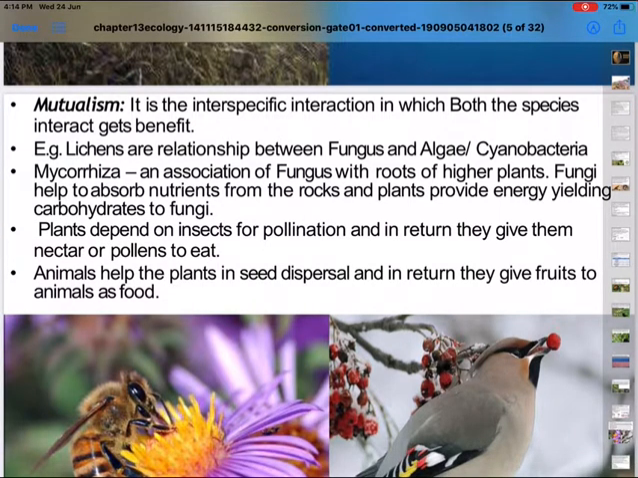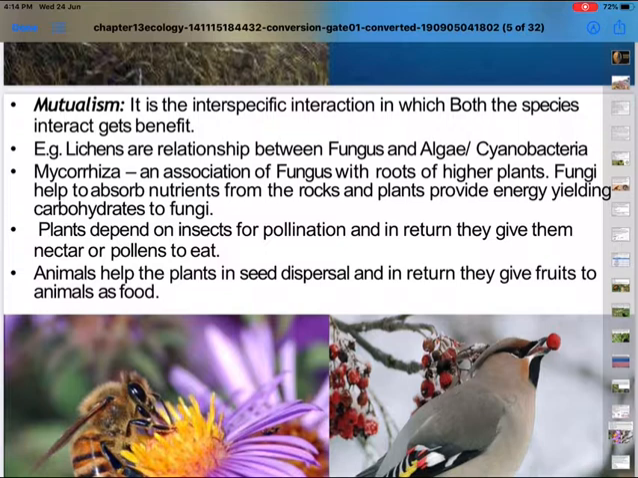Now we go to mutualism. As the name says, mutual, in between. It is the interspecific interaction in which both the species get benefited. Plus. It is always plus. And right from your 9th class, you are hearing the word lichens. So what are lichens? It's the association between fungus and algae. And how are both getting benefited?